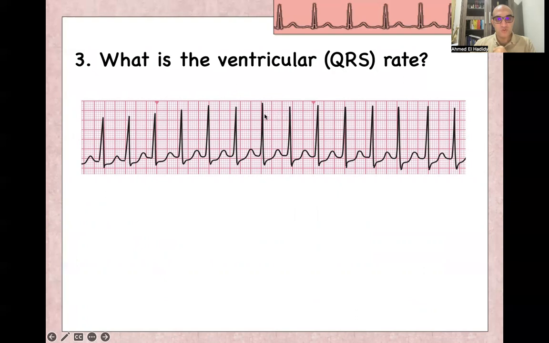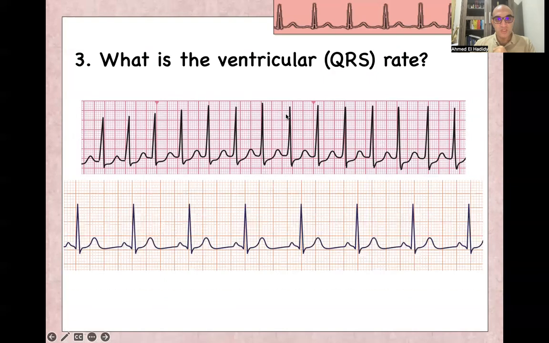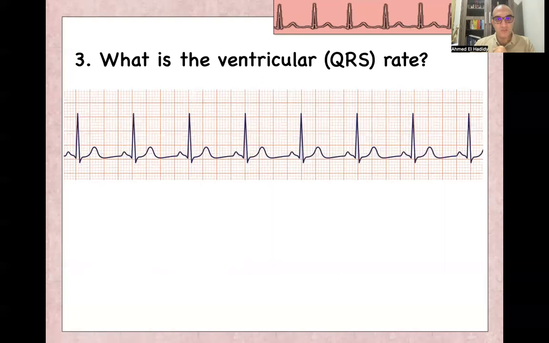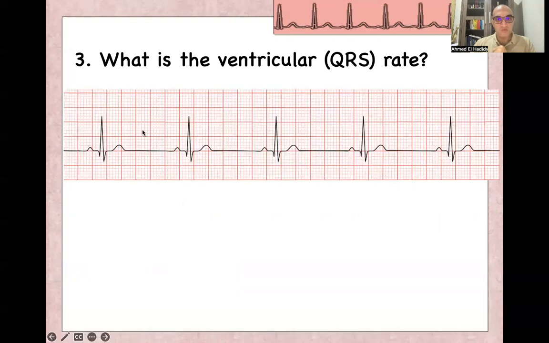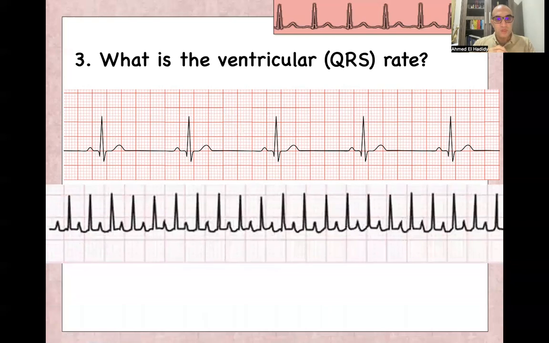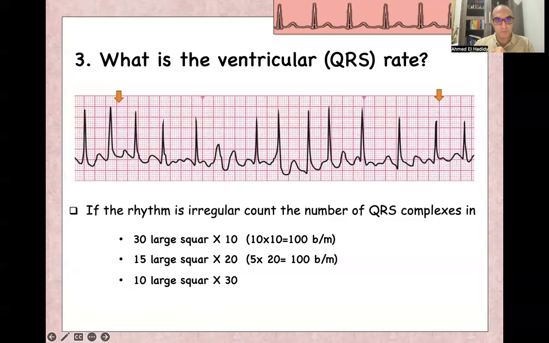So 300 over 2.5 equals 120 beats per minute. Here, 300 over 4 large squares equals 75 beats per minute. And here, 300 over 6 large squares equals 50 beats per minute. And here, 300 over 1 large square equals 300 beats per minute.